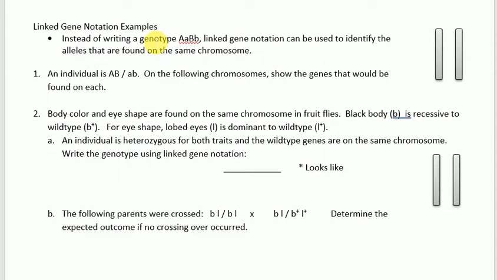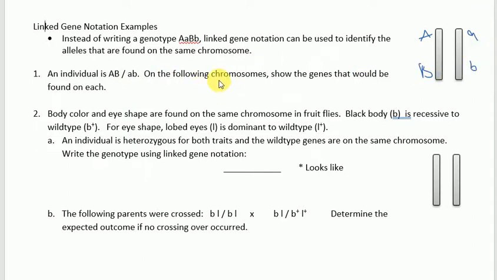So let's look at some linked gene notation examples. Instead of writing a genotype, big A, big B, little b, linked gene notation can be used to identify the alleles that are found on the same chromosome. So for instance, here, you could have a big A, big B, little a, little b. Okay? So an individual is big A, big B, little a, little b, just like I showed here.